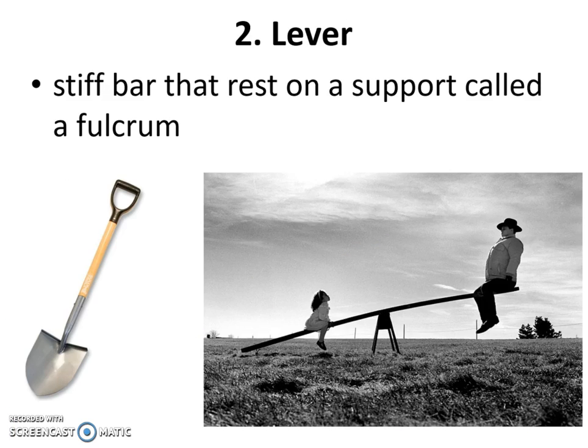The second one we're going to talk about is a lever. This is a stiff bar that rests on a support called a fulcrum. The seesaw is the best example of a lever, but there are first class, second class, and third class levers, and we'll get into that. The spot that the bar rests on is the fulcrum. A shovel is an example of a lever, and so is a seesaw. What the lever does, like other simple machines, is reduce the force needed to move an object.